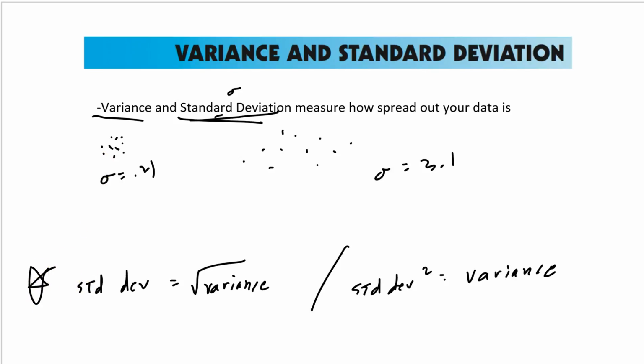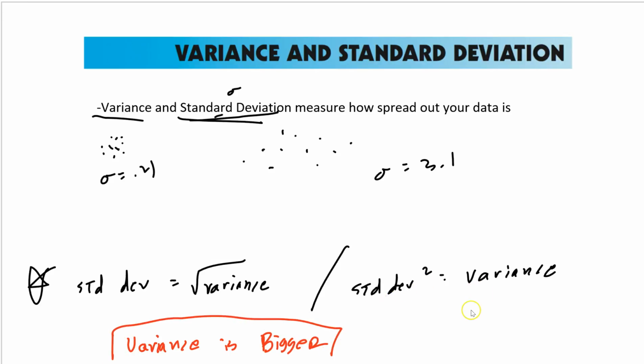The key thing about this though: how do I remember this? I remember that it's a square root relationship, but how do I keep track of which one's which? I just remember this: variance is bigger. So if they give me standard deviation, I'm like, okay, that's the smaller one, I got to square it to get to the variance. If they give me the variance, I'm like, okay, that's the bigger one, I got to square root it to get to the smaller one. So that's how I remember it.